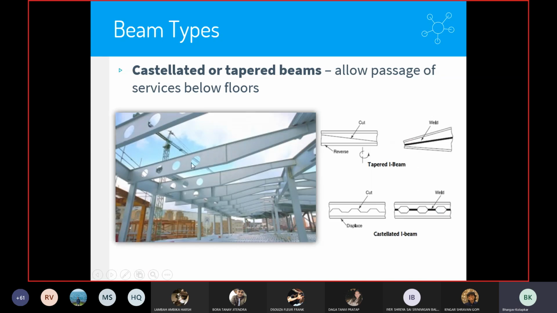This is how the beams look. Here you see that they are tapered towards the support because the maximum bending moment is towards the center. So they are tapered towards the support. This is a combination of castellated and tapered. So you can pass the services either through these punched holes or through these holes, or you can pass them either below this tapered portion.